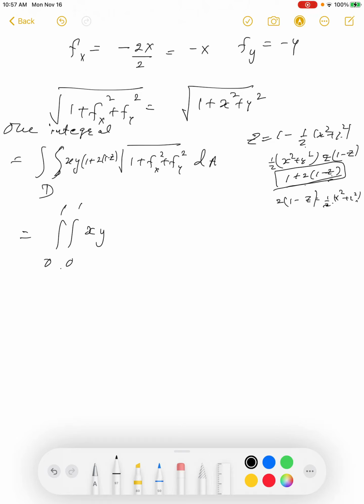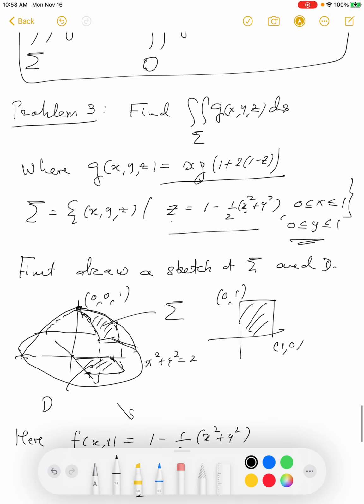So let me change the function. Then I will just simply get root of 1 plus x square plus y square. I designed my function g this way, so our integration becomes easy. So what I want is not 1 plus 2. By the way, this is exactly 3 minus 2z. So I take the square root of that.